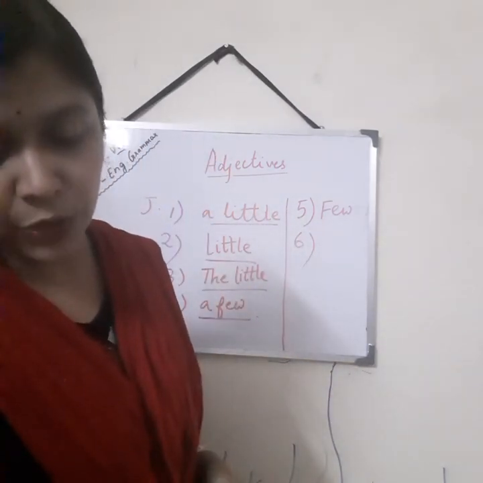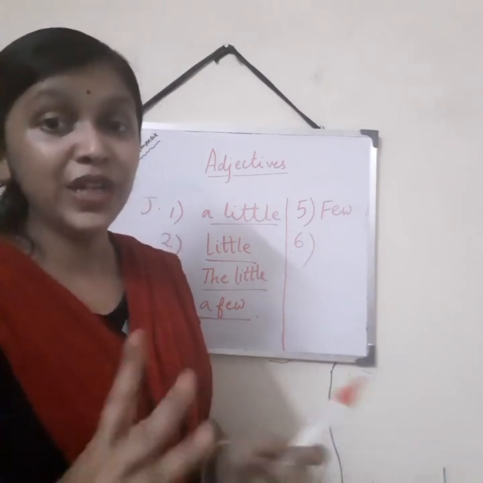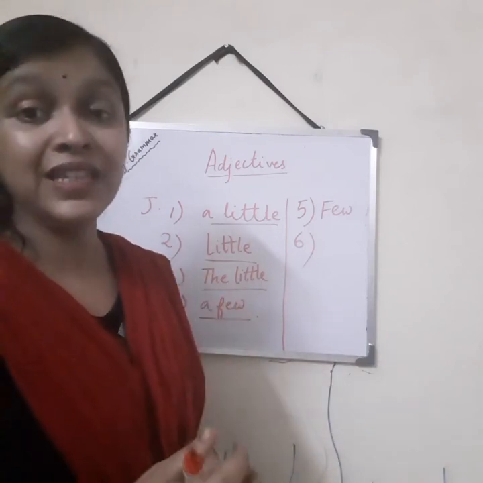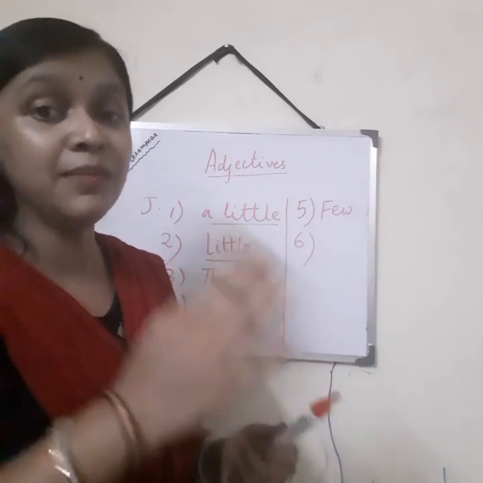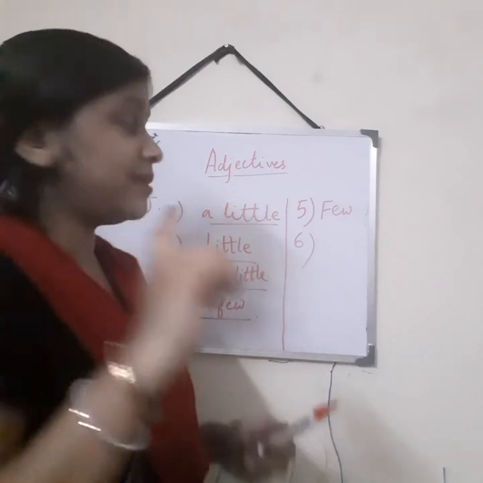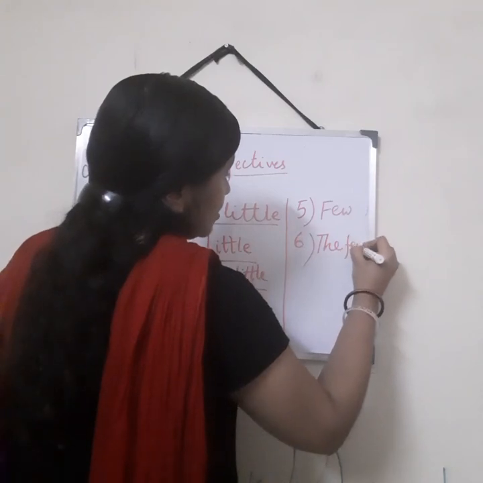Last one is the few people who came forward to help the injured man took him to the hospital. So we know that certain people came, the few, hence I am specifying because certain people came to help him and they took him to the hospital. I am specifying the people, so I am using the. So write the answers in your book.